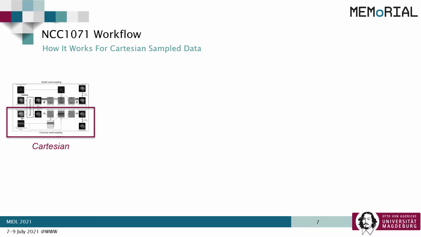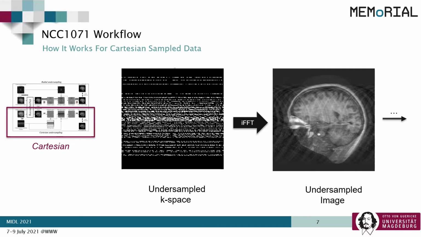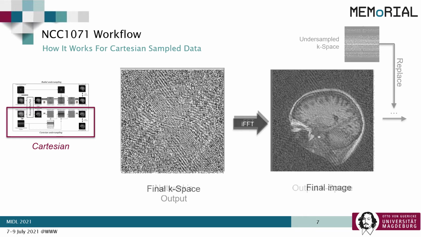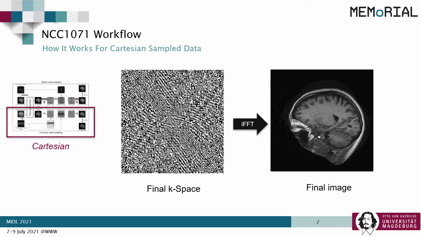Now let's have a look at the Cartesian workflow, which is quite similar to the radial one. Inverse fast Fourier transform is applied on the undersampled K-space to obtain the undersampled image, which goes as input to the network. Once the network provides its output, fast Fourier transform is applied to obtain the output K-space. The originally acquired K-space lines from the undersampled K-space are then replaced in this output K-space to obtain the final K-space. On top of that, inverse fast Fourier transform is applied to obtain the final image, which is the final output of the NCC1071 framework.